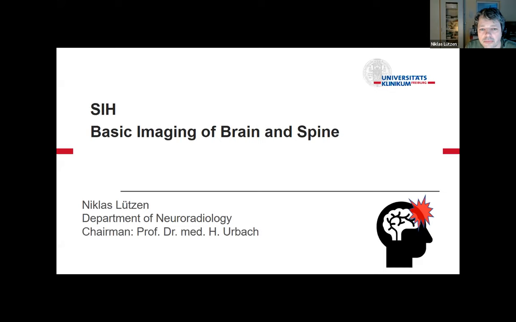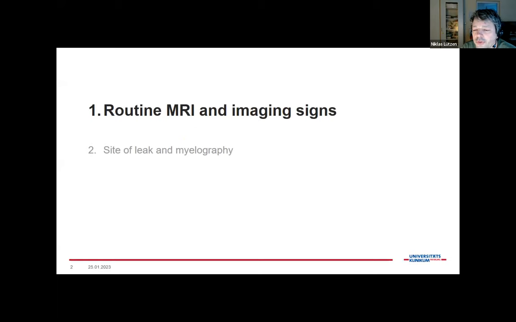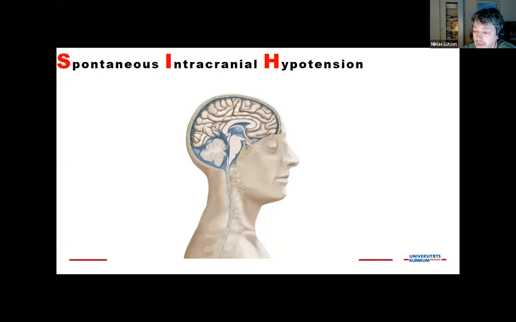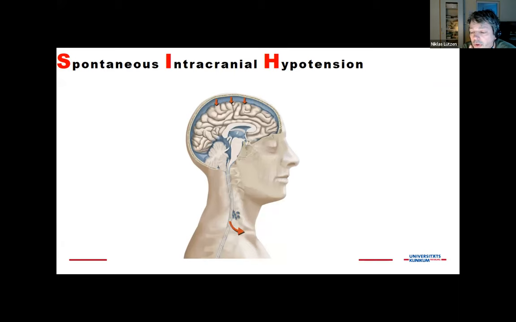Okay, I'm going to talk about basic imaging of brain and spine in SIH patients. I've got two topics. First of all, routine MRI and imaging signs. This first part is all about the question: are there any signs on MRI for SIH? This is not about the exact site of leakage. First, we want to have a look at the signs on MRI. As Christian already said, it is a spinal disease. We have a loss of CSF at the spinal level.